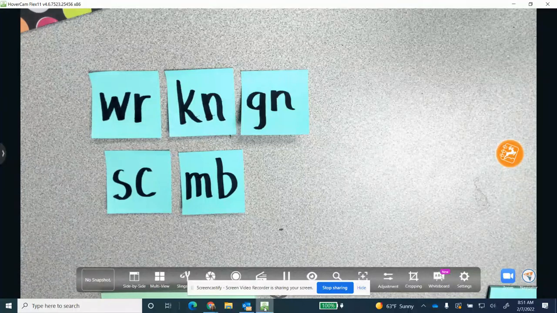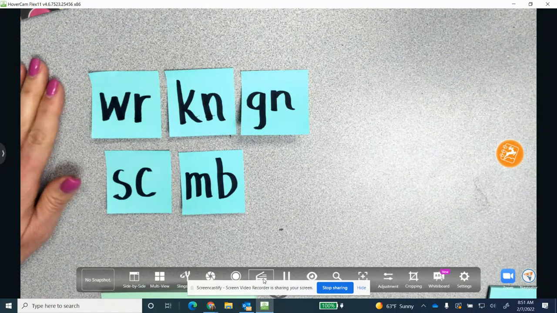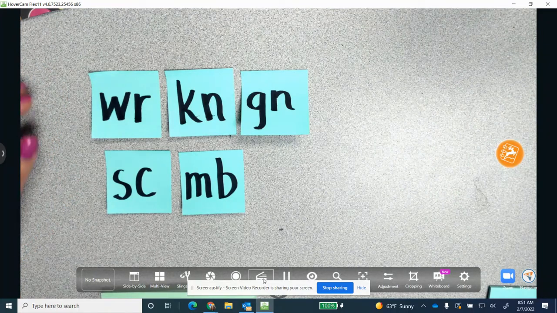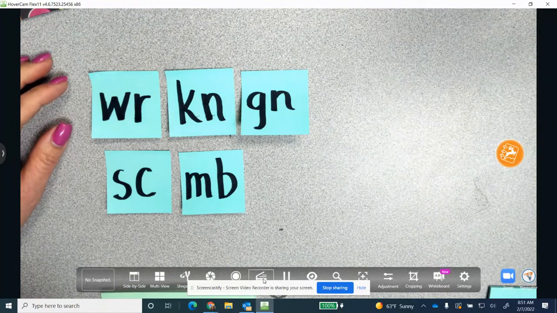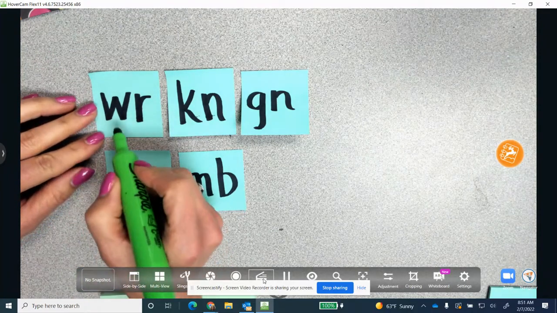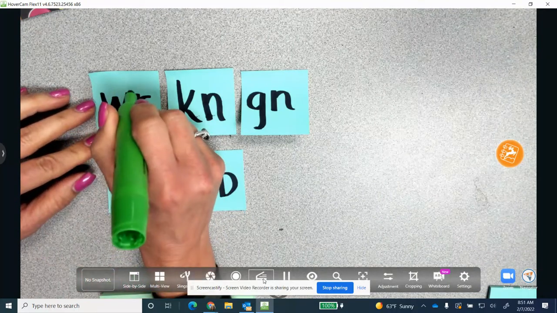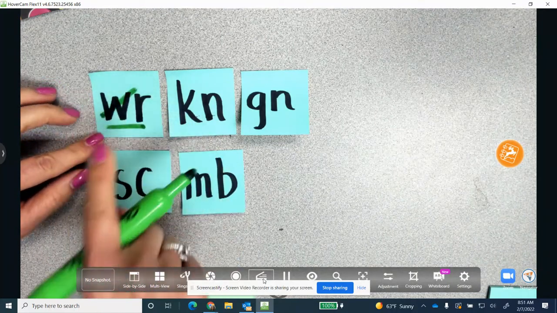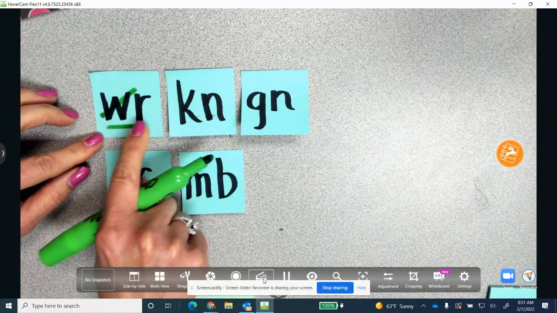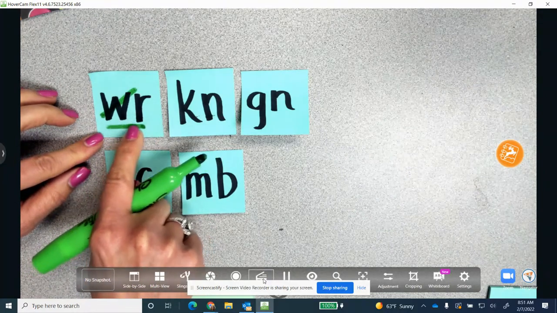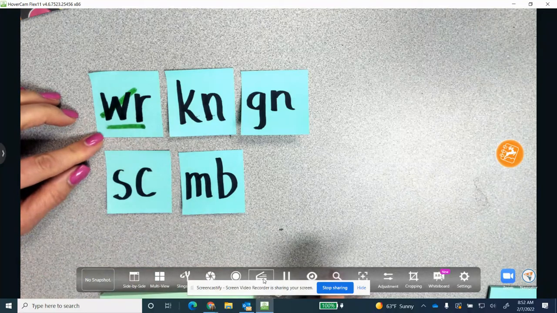Okay, we are on Unit 4, Week 1. And some of our spelling words here are a little tricky. Our new spelling pattern we're learning are words that have digraphs and silent letters. So this WR says R. It's one sound. The W is silent.